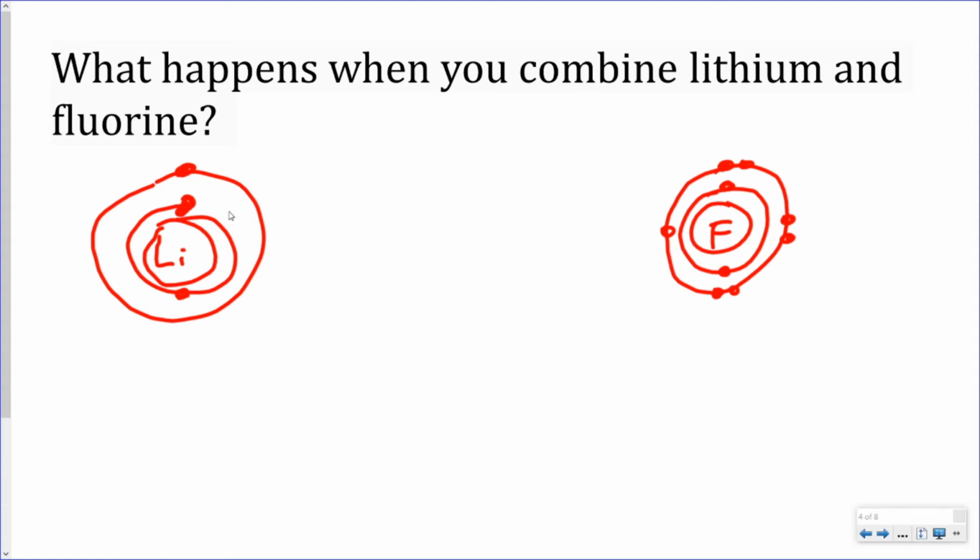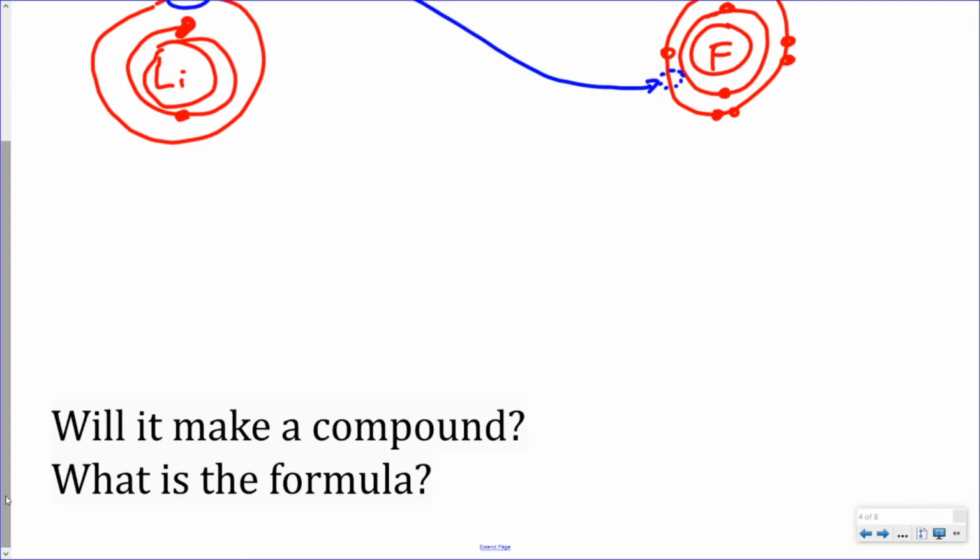So guess what? Lithium and fluorine are a match made in heaven, because lithium is going to lose this electron, but it's not just going to lose it to anywhere. It's actually going to give it to fluorine, which is looking for an extra one. So now what are we going to have? We're going to have a lithium ion, a cation, which is stable. We're going to have a fluorine anion, which is also stable. So we've actually just created a compound using lithium and fluorine.